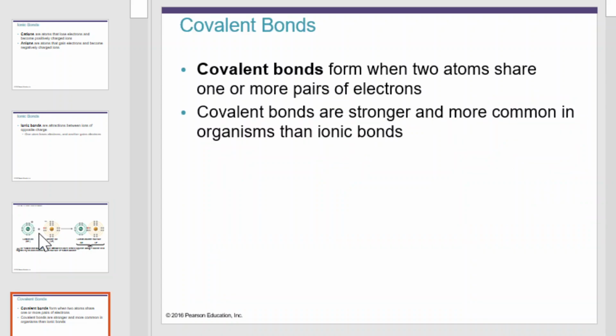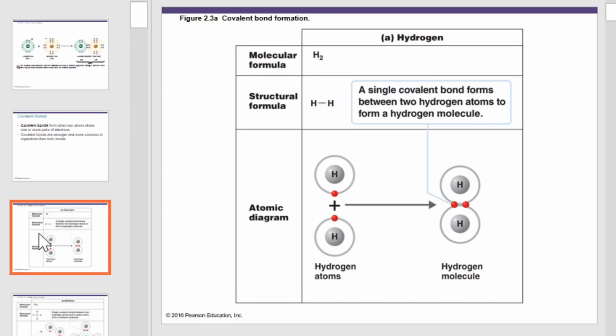Covalent bonds form when two atoms share one or more pairs of electrons. Covalent bonds are stronger and more common in organisms than ionic bonds. For example, let's look at hydrogen. Hydrogen is unstable as a result of only having one electron in its outer shell. It can form a single covalent bond with another hydrogen atom to achieve stability, illustrated here.